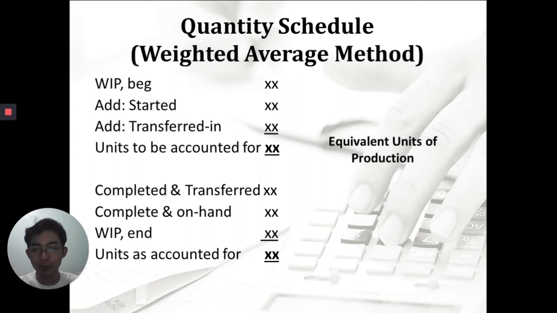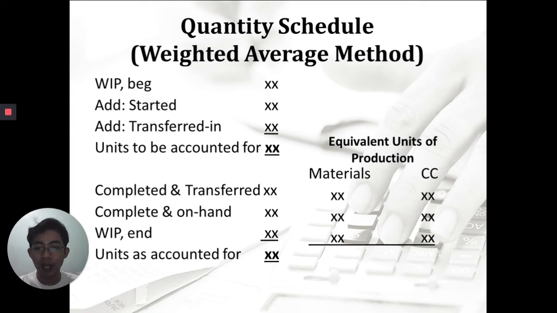Now, for the equivalent units of production, we will just concentrate on the second part. You need to separate the materials and the conversion costs. Now, to recap, your conversion cost is a composition of labor and factory overhead. So you compute the equivalent units of production for the completed and transferred, for the completed and on hand. So in here, the equivalent units of production is automatically 100% because they are already completed. While for the WIP ending, you need to follow the percentage given in the problem because these are not yet completed during the period. And then you get the total for materials and you get the total for the conversion cost. Now, you will use the total equivalent units of production for materials and total equivalent units of production for conversion cost in our cost schedule.